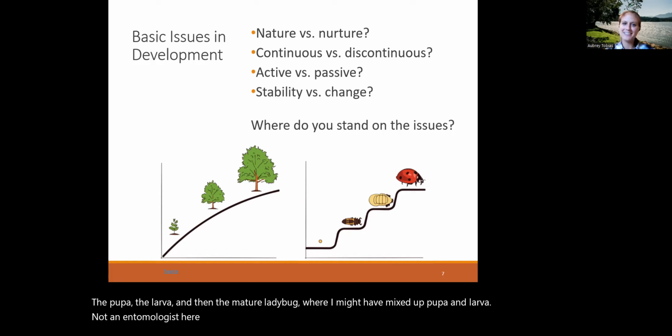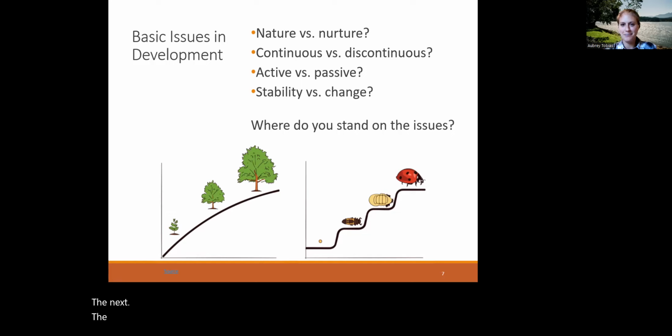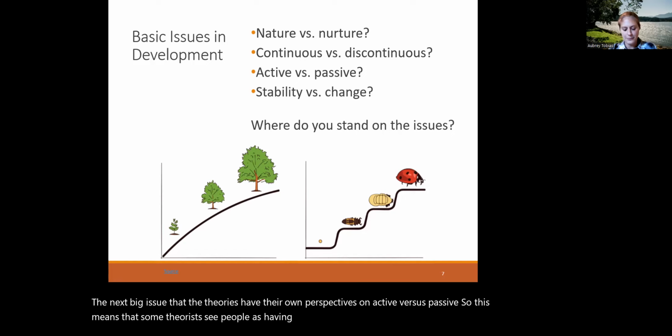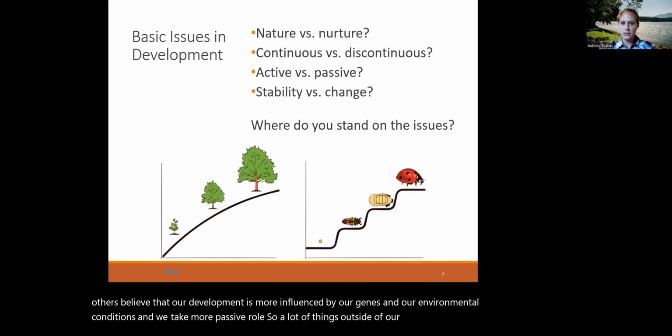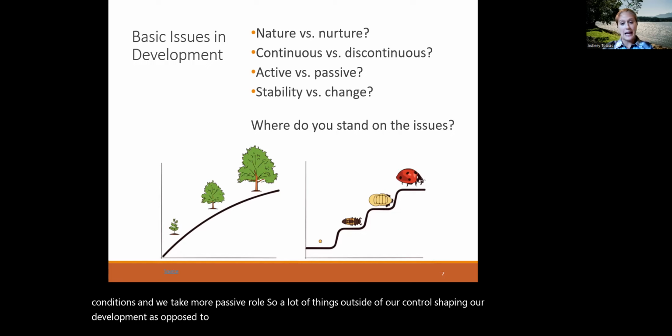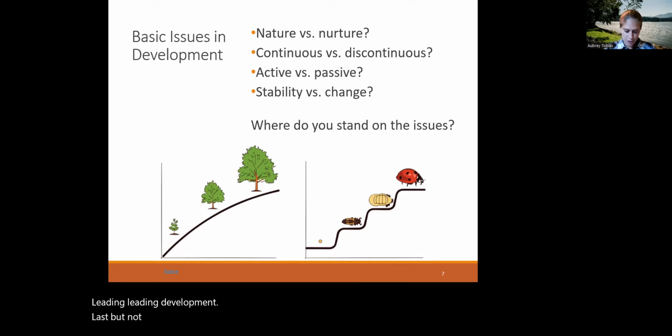The next big issue that the theories have their own perspectives on: active versus passive. So this means that some theorists see people as having more control over their development, and others believe that our development is more influenced by our genes and our environmental conditions, and we take a passive role. So a lot of things outside of our control shaping our development, as opposed to our own choices and actions leading development. Last but not least, stability versus change.